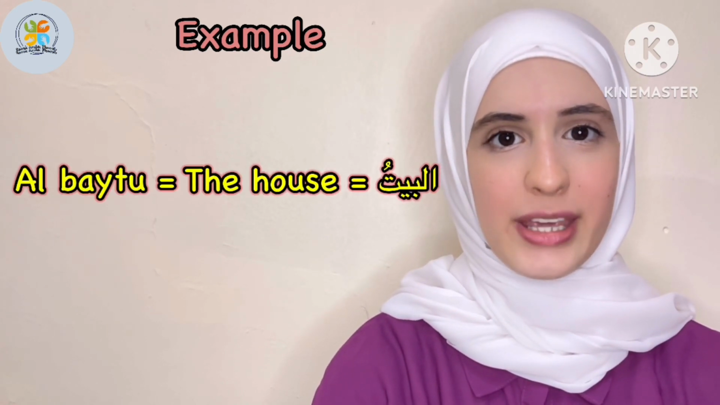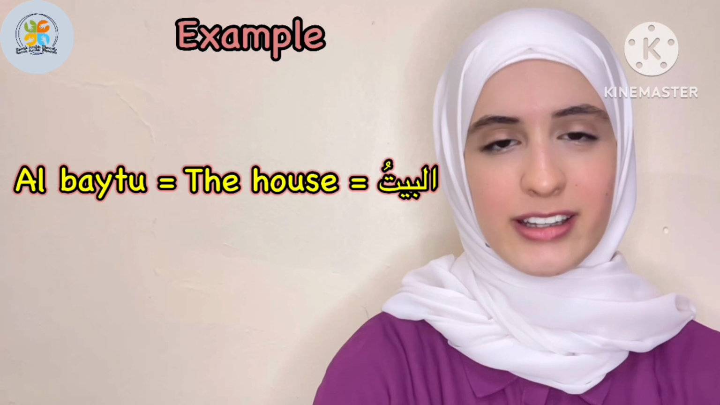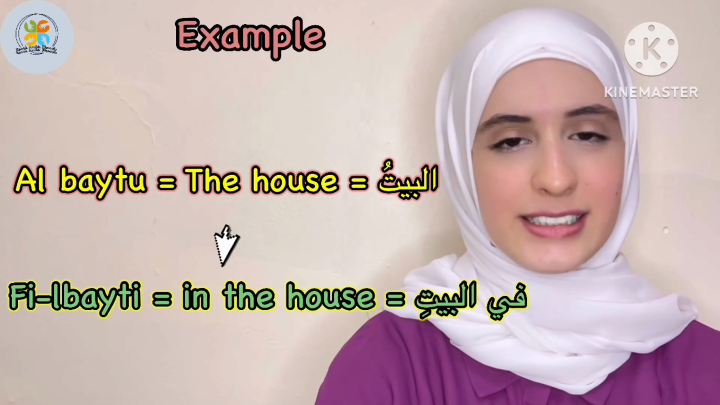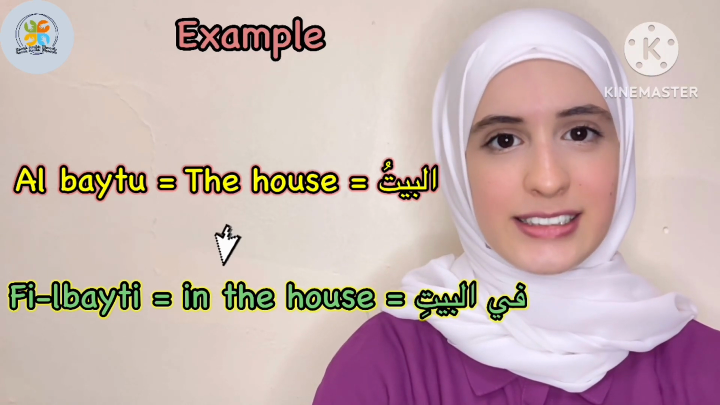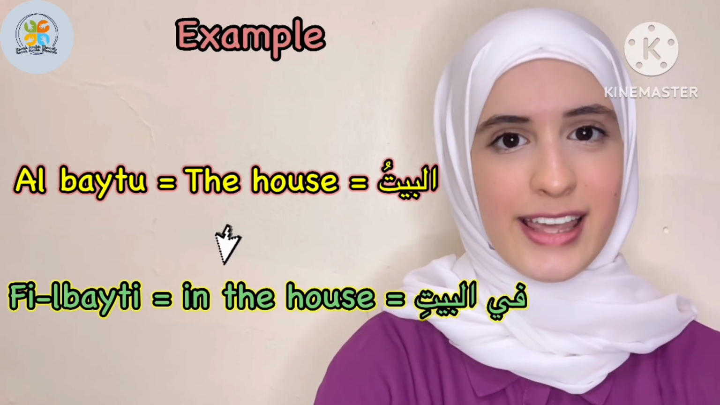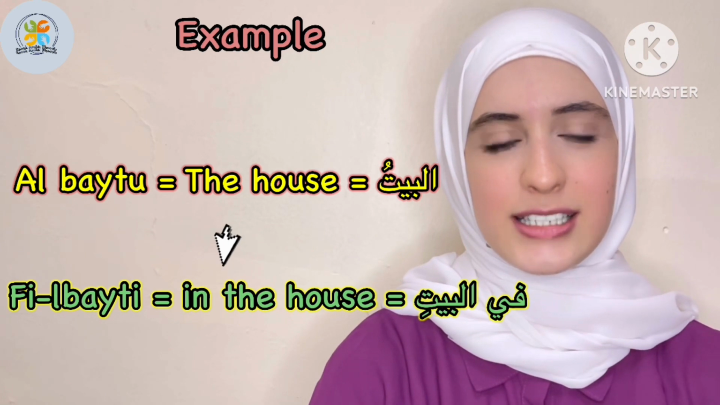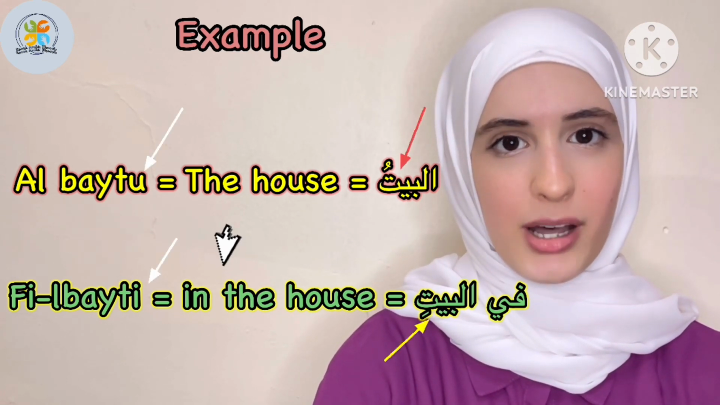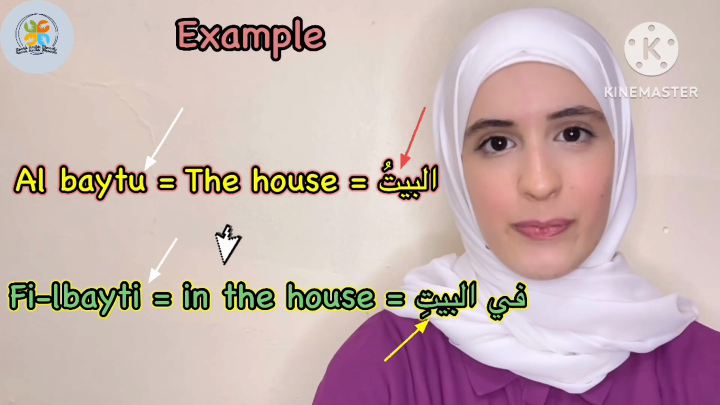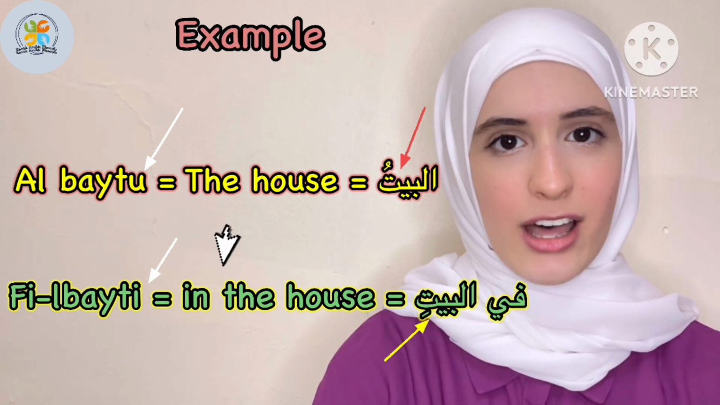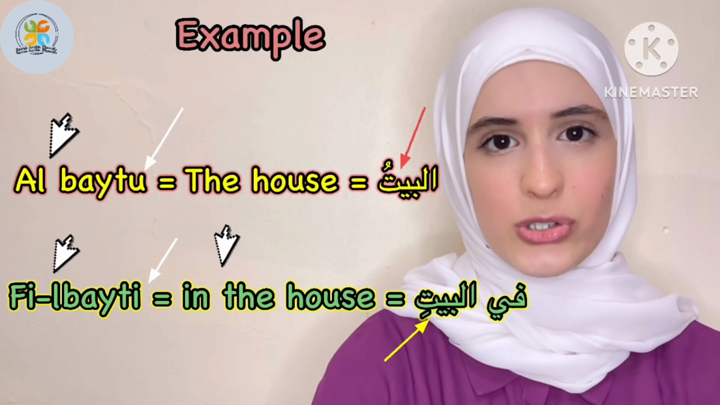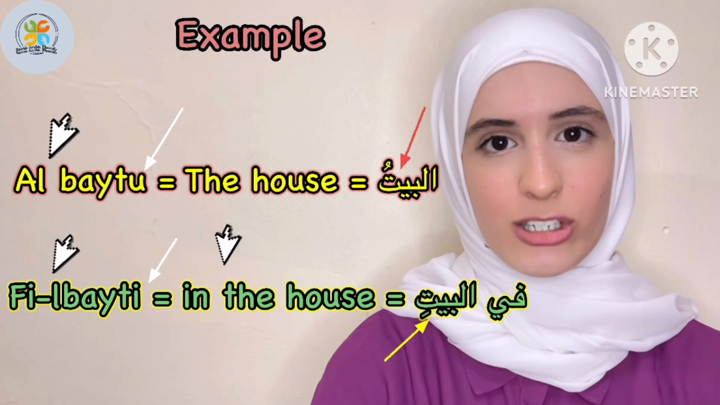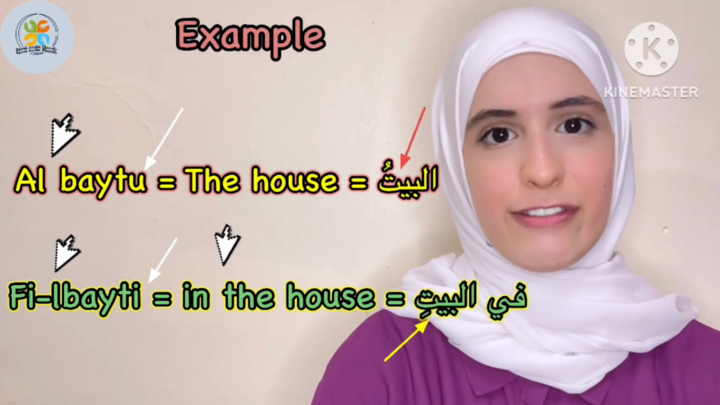البيت means the house in Arabic. If you added a preposition to it, it will become في البيت. في البيت, which means in the house. Notice that the last sound of the word changed from الضمة to الكسرة. And also the ا of the ال is not pronounced when a preposition comes before it. However, it is still written, so it becomes في البيت.